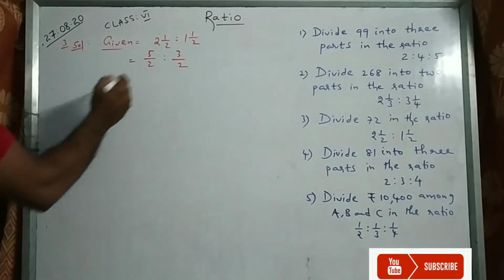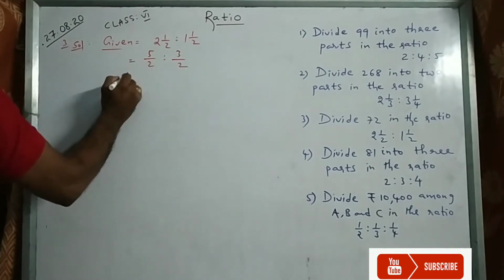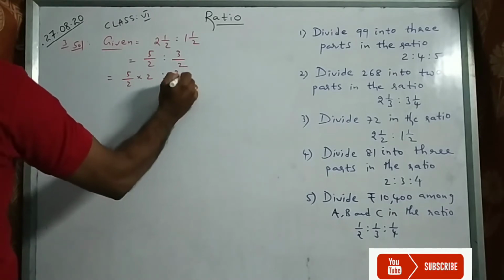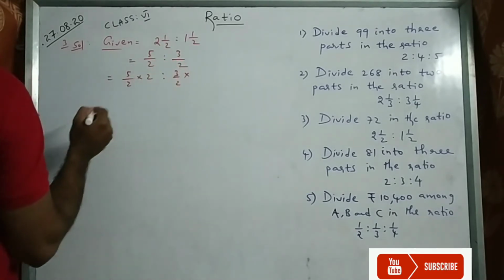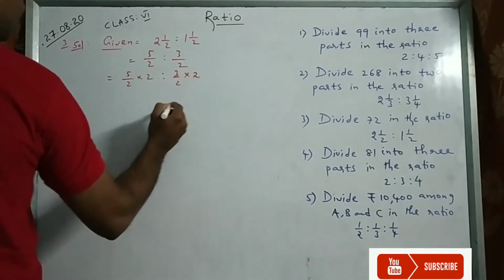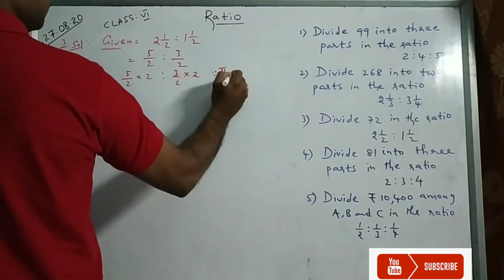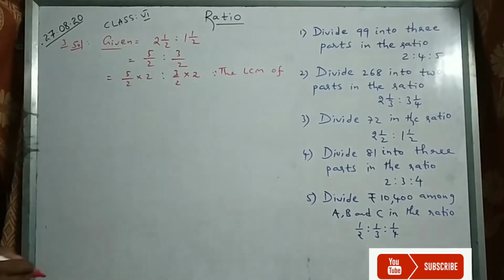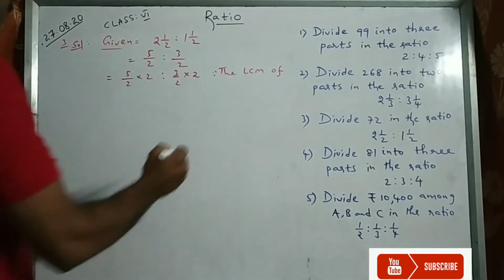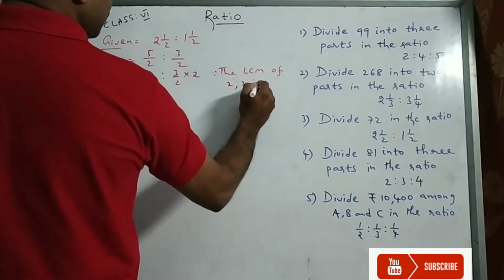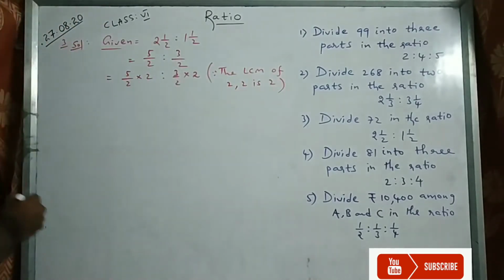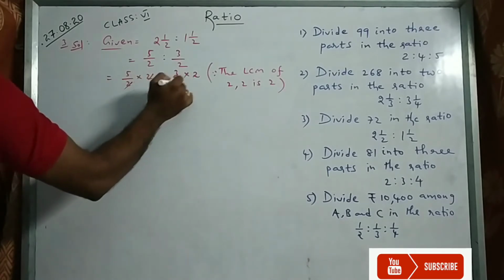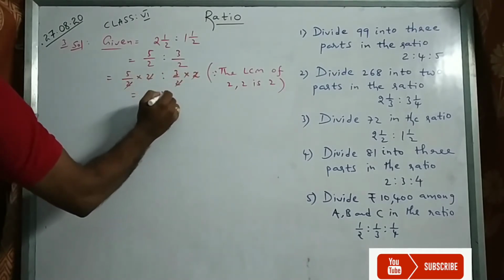Right? So I will take the LCM of 2 and 2. What is the LCM of 2 and 2? 2 only. So multiply both the antecedent and consequent with that LCM, 2. Since the LCM of 2, 2 is 2, multiplying antecedent and consequent with 2, we will get 5 is to 3.